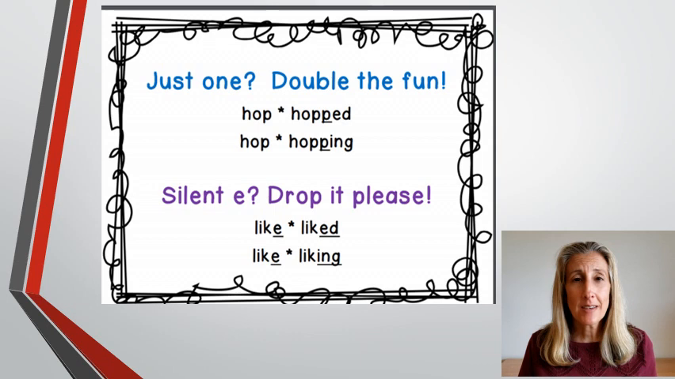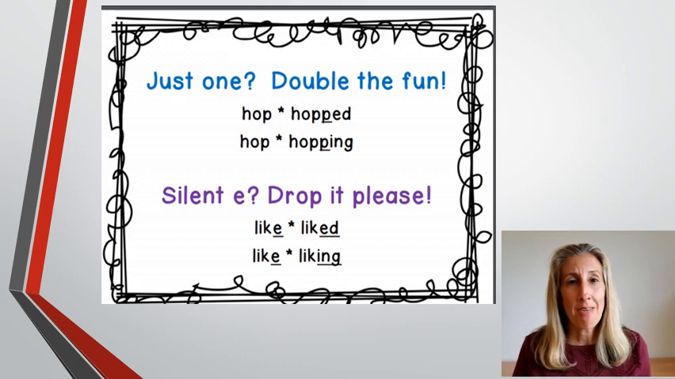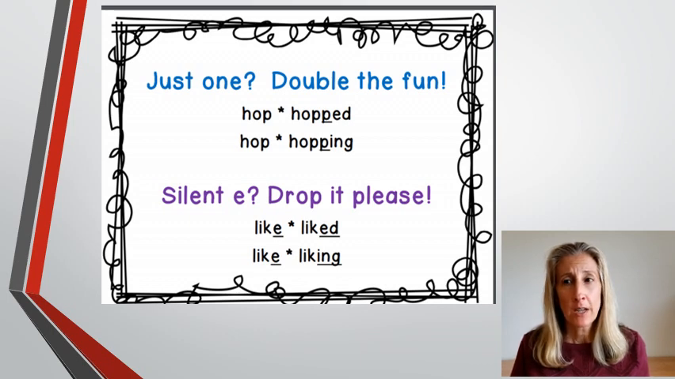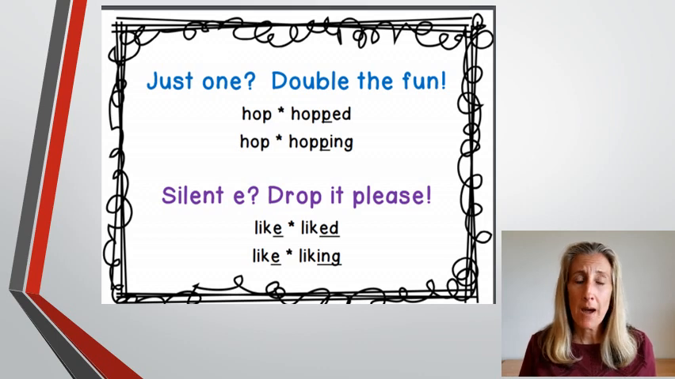And when we add these endings, there are a couple little tricks to help you. It says, just one, double the fun. That just means that if there is one consonant at the end of the word, you just have to double it. So the word hop, to become hopped, we need to add two P's before the ed. And to make hop into hopping, we need to add two P's before we add the ing ending.